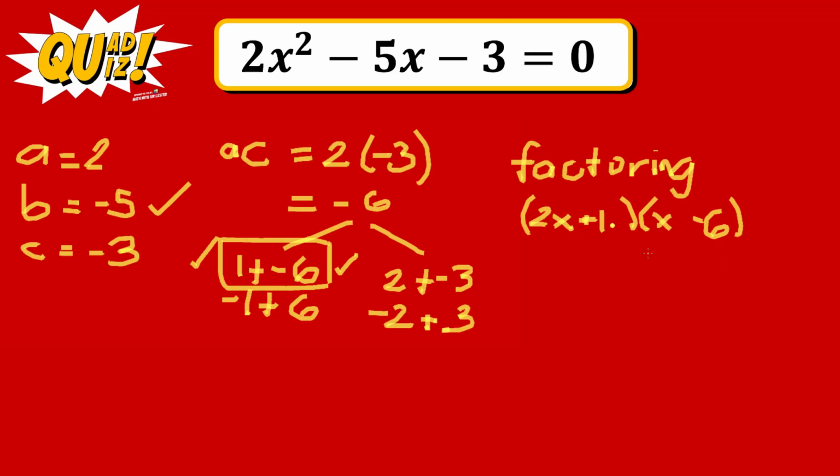Because if we're going to use the FOIL method, even looking at the last terms, 1 times negative 6, it's not negative 3, right? It's negative 6. So there's something wrong in the process if we're going to push that further. Here's my suggestion. Okay? Here is my suggestion to you.